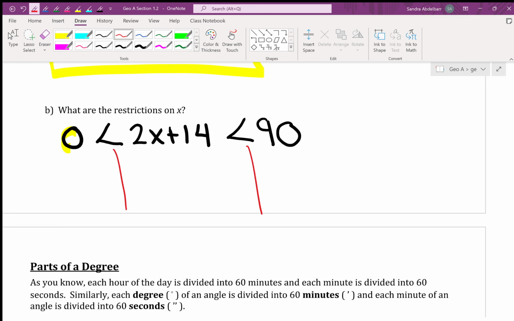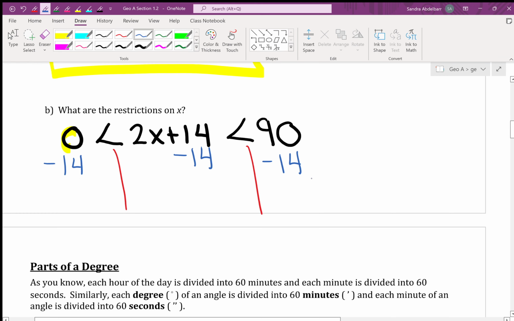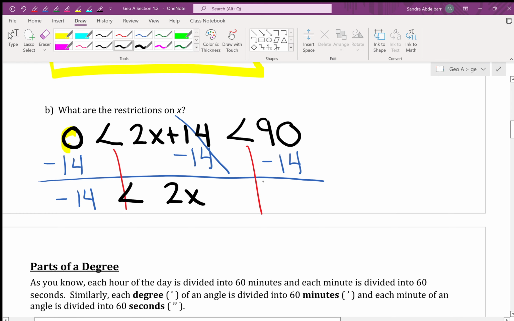Subtract 14 on both sides. Good. You would start by, we need to isolate the x, right? So we would subtract 14. We're going to do the same thing, but now we're going to subtract 14 under everything. So I'm going to subtract 14 under the 14, under the 90, and also under the 0, under everything. So now we'll have negative 14 is less than 2x, which is less than 76.